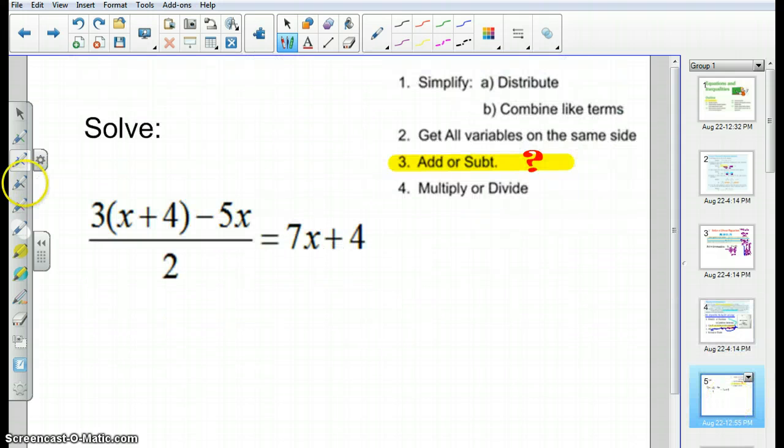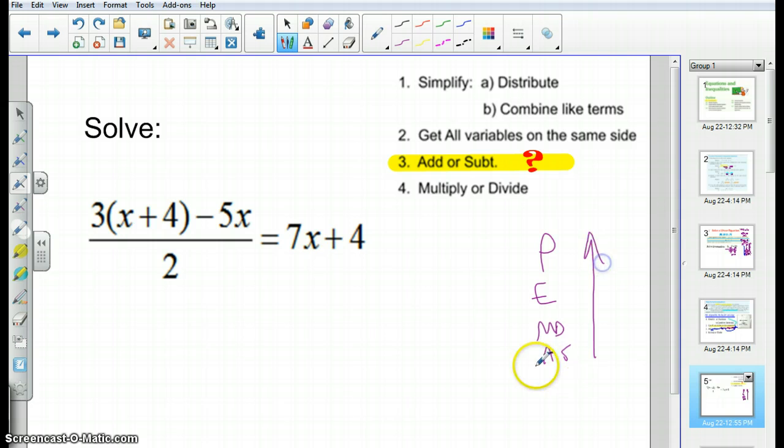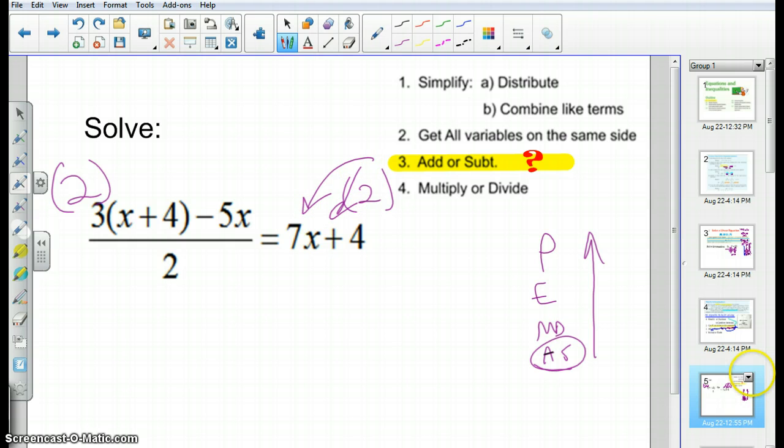So for this one, here's the exception to that rule that I was telling you about. According to please excuse my dear Aunt Sally, you would think I'm going to undo the addition and subtraction first, but in this case, you do not want to add 5x. This is the exception to the rule. You'll probably want to multiply both sides by 2 and then distribute that to every term over here. So again, that's showing you there are exceptions to these rules.